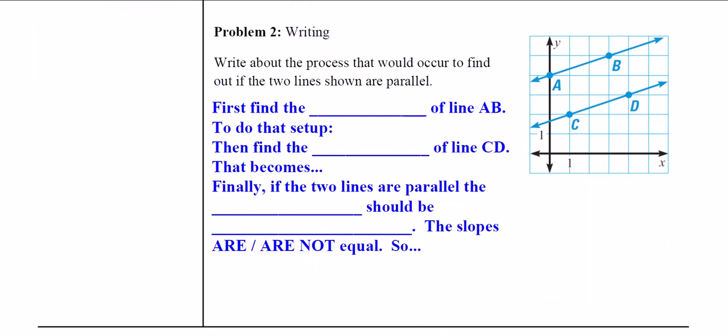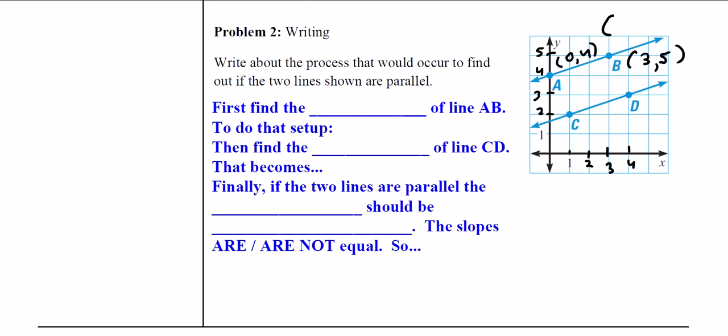So a little bit of writing for you to do, and I left some blanks for you to listen carefully to fill them in. But here we have a graph with two lines. We'll call this first line line AB, and the second line we'll call line CD. And we need to write about how we tell if these two lines are parallel to each other. So first, what we need to do is find the slope of this first line, line AB. Okay, and to do that, it might help for us to actually figure out what these points are.